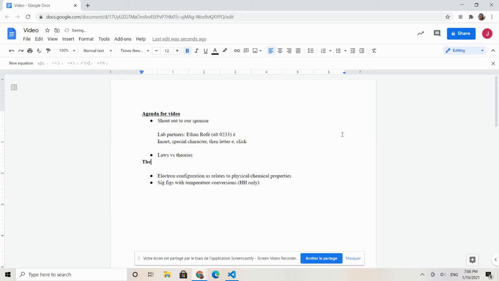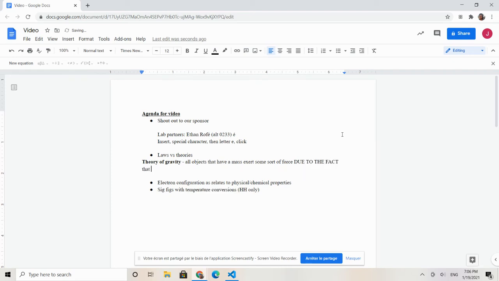So we have the theory of gravity. And I'm not going to get too much into what that means, but what we need to know about the theory of gravity is that all objects that have a mass exert some sort of force due to the fact that they have a mass. And there could be more I could say about the theory of gravity. That's not really the purpose of this video.